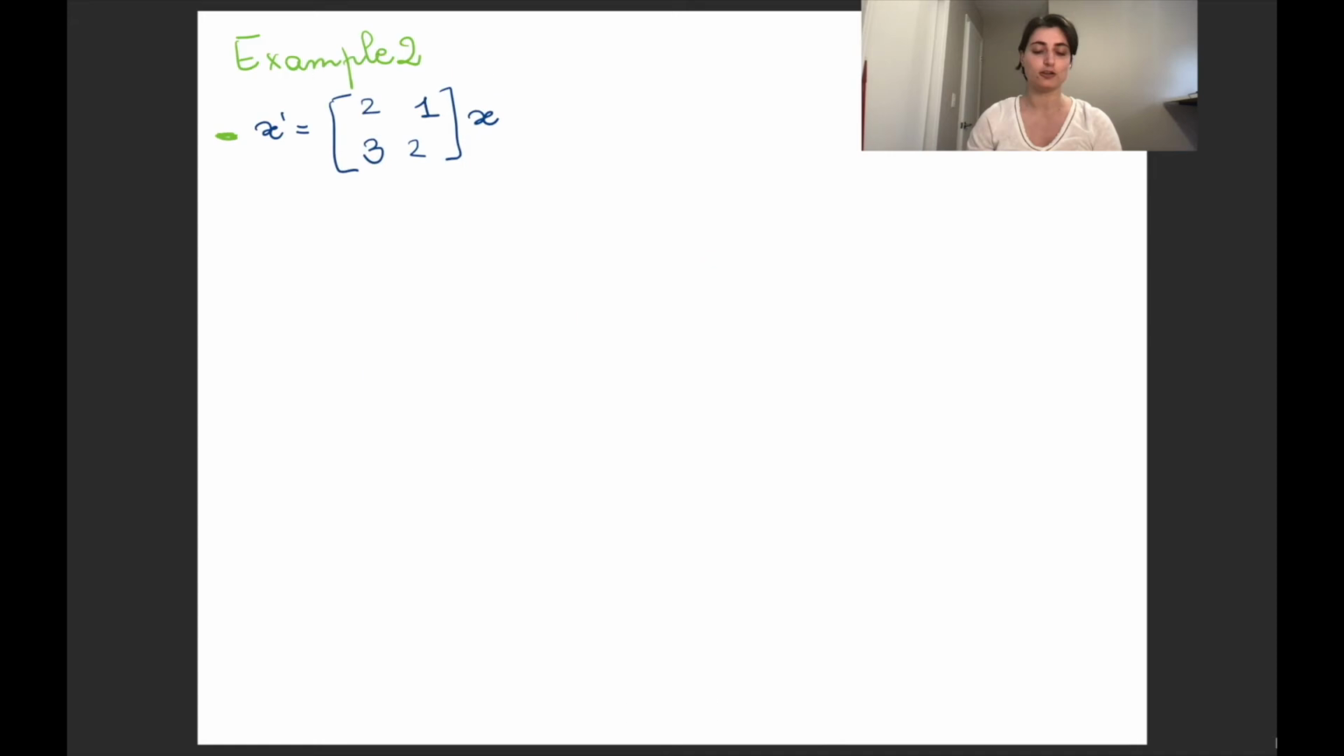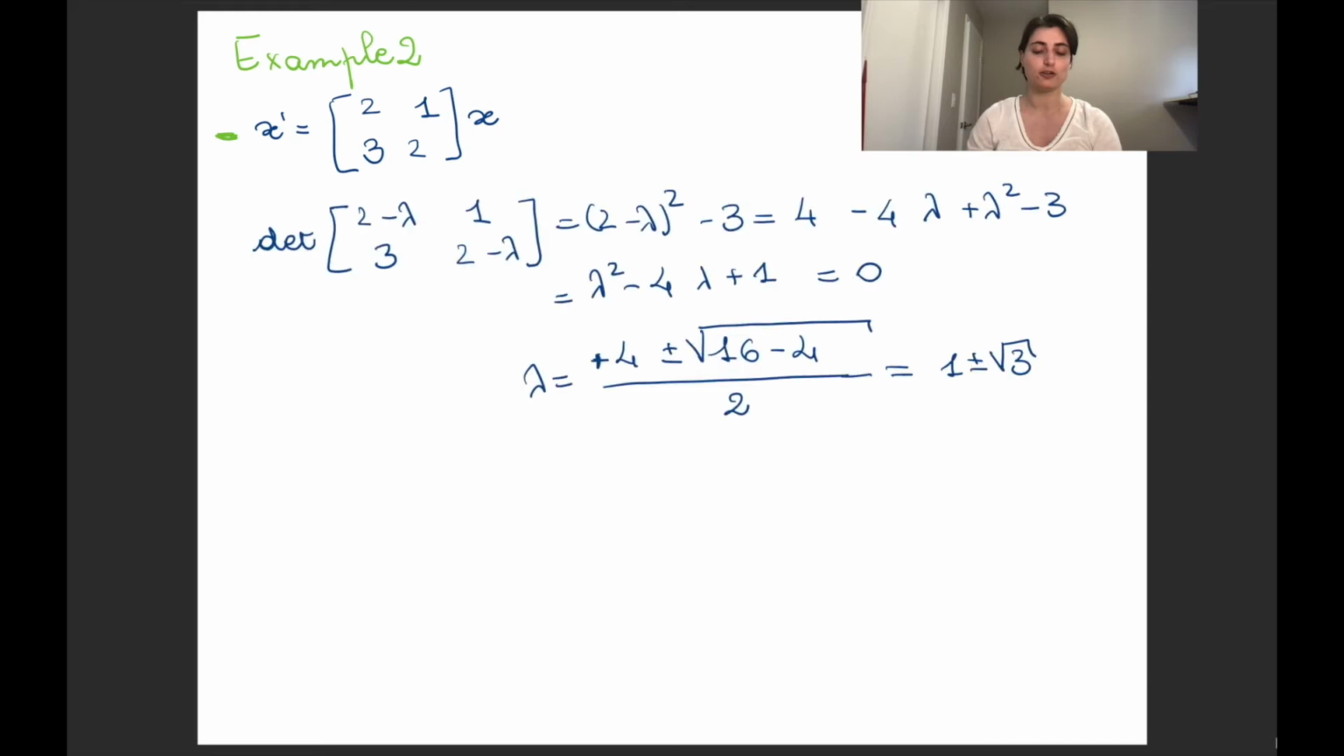Let's look at a second example, a bit more complicated. We have x prime equal to the matrix [2, 1; 3, 2] times x. We compute the eigenvalues by computing the determinant of A minus lambda I, where I is the identity. We retrieve that the eigenvalues are 1 plus or minus square root of 3.